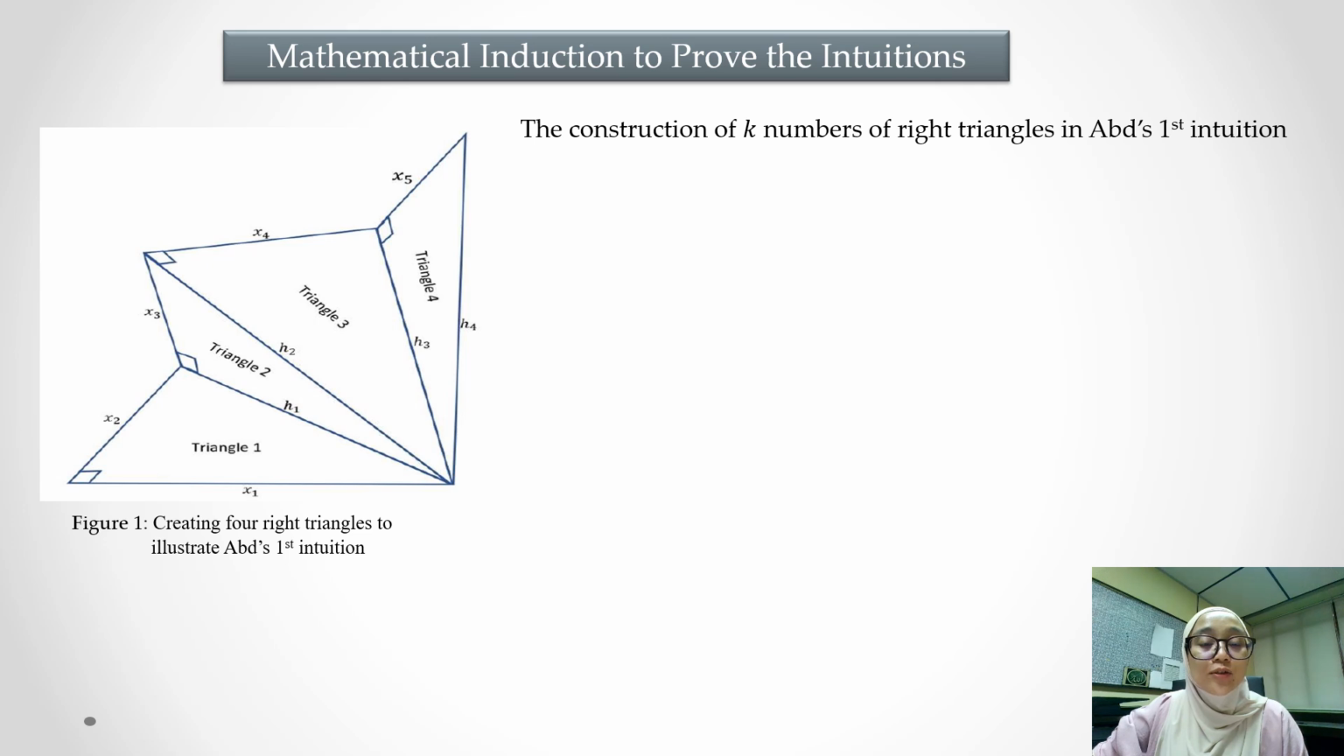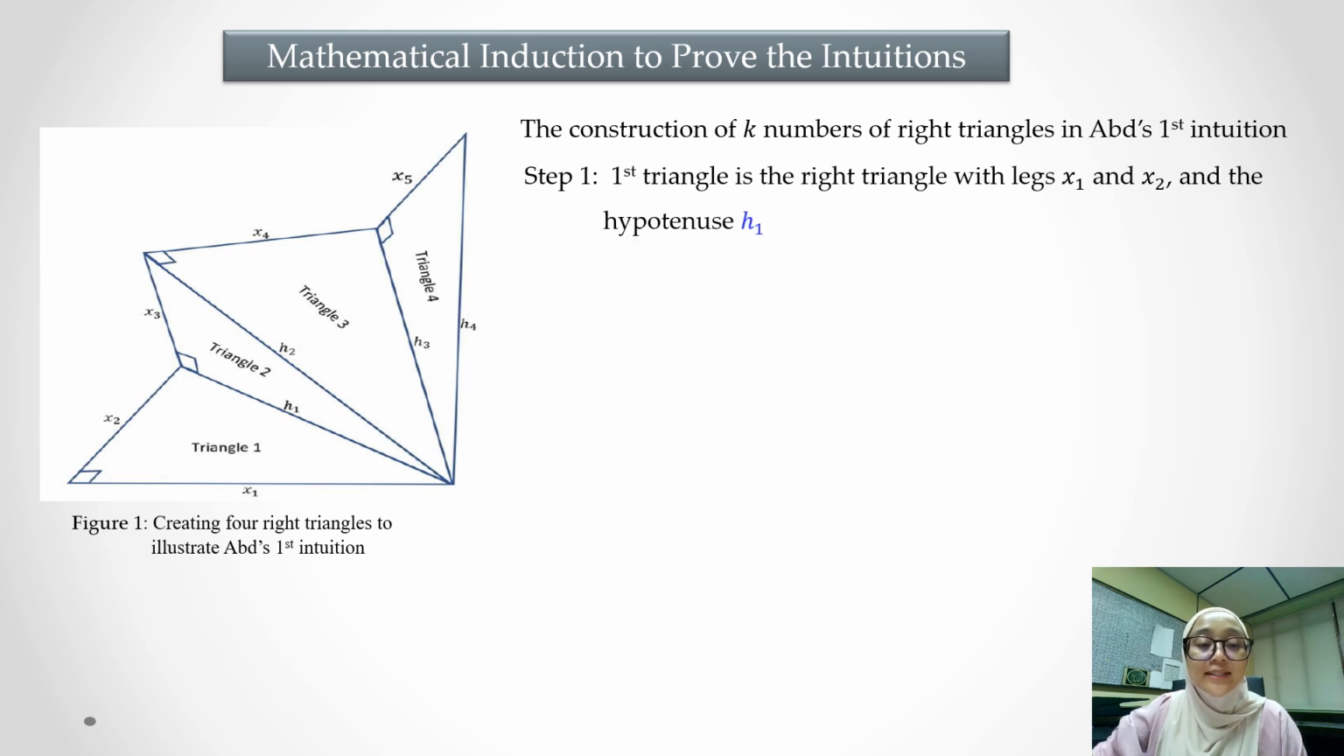And this figure illustrates four triangles that we construct by using Abdul's first intuition. For the first step, we start off by constructing triangle 1. We call triangle 1 the base triangle, where it has two legs, x1 and x2. H1 is the hypotenuse of triangle 1.